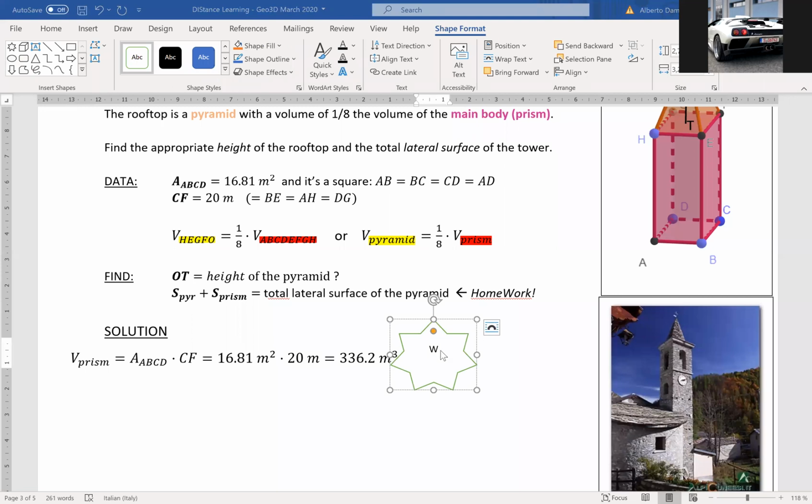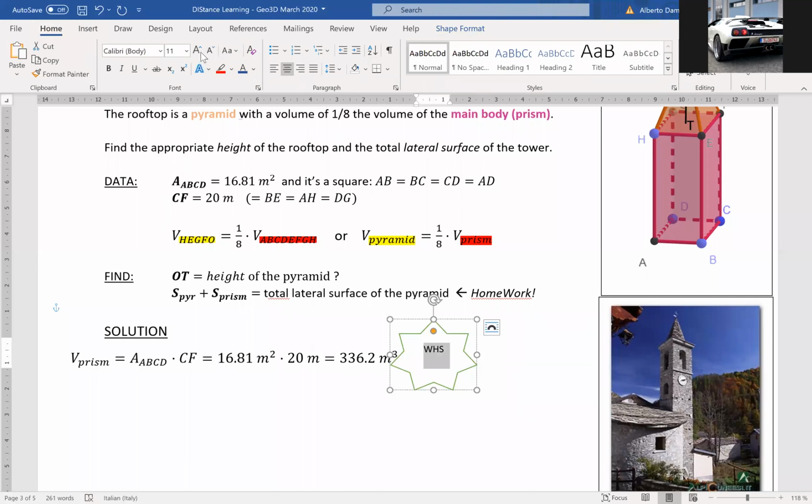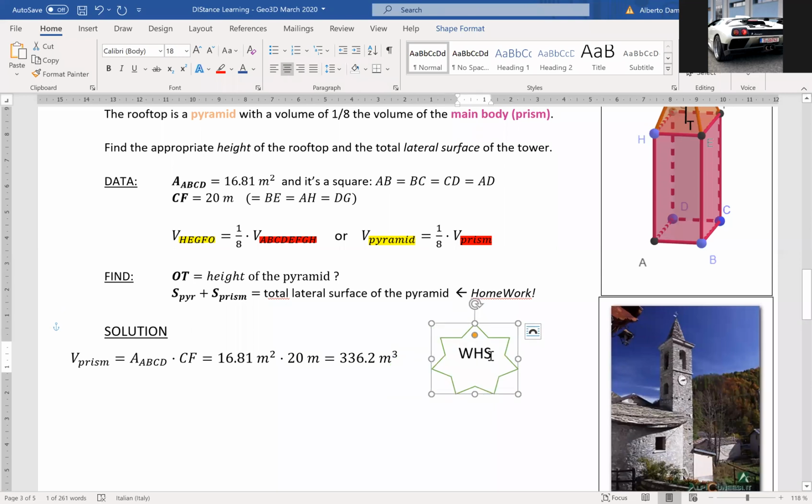W, HS. What does it mean? It means, well, I will write it. Let me see if I can put it a little bigger. Okay, WHS means to me what, how, and then solve, or substitute actually. What, how, and substitute. So I'm writing what I'm going to calculate.